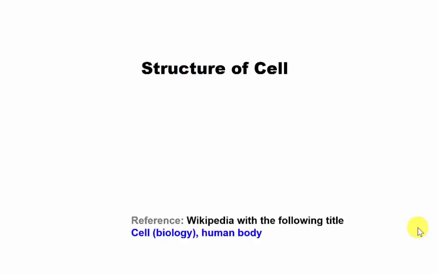For this course, I could choose different references or textbooks, but we are going to try, as much as possible, to use just free references. So in this case, I'm going to designate some Wikipedia articles with the following titles: Cell and Human Body. So you can easily find that reading material on the website, right?